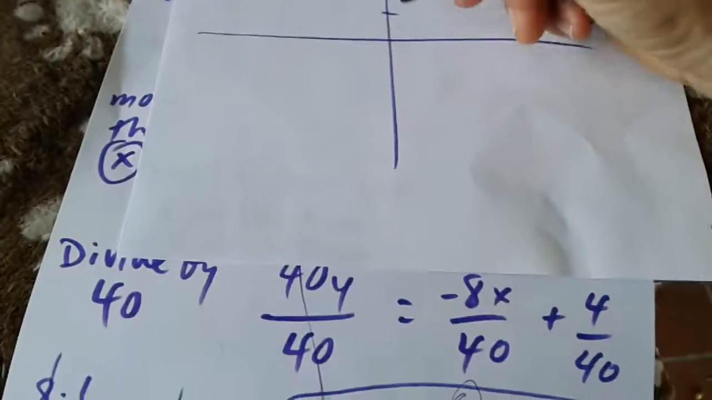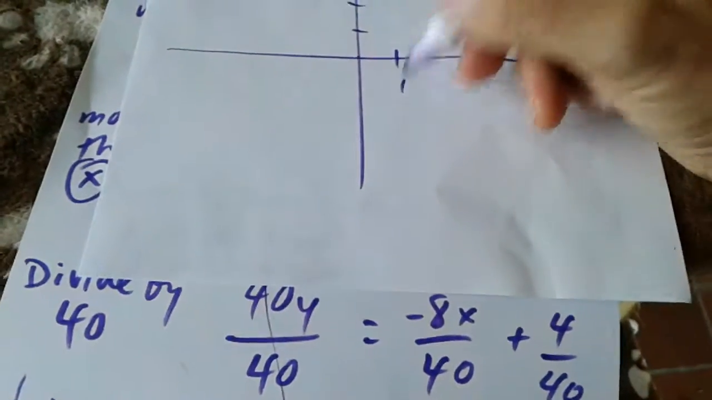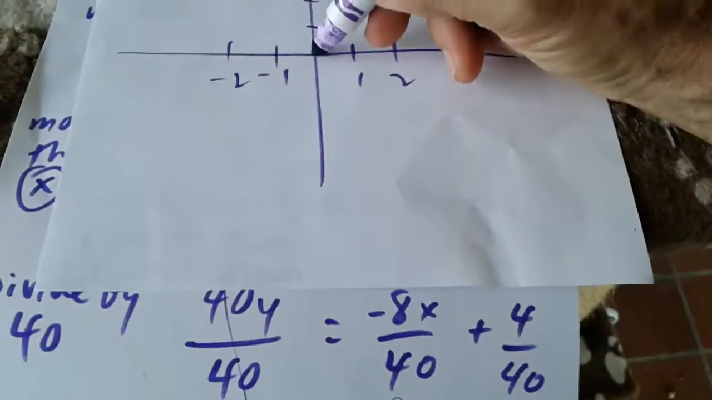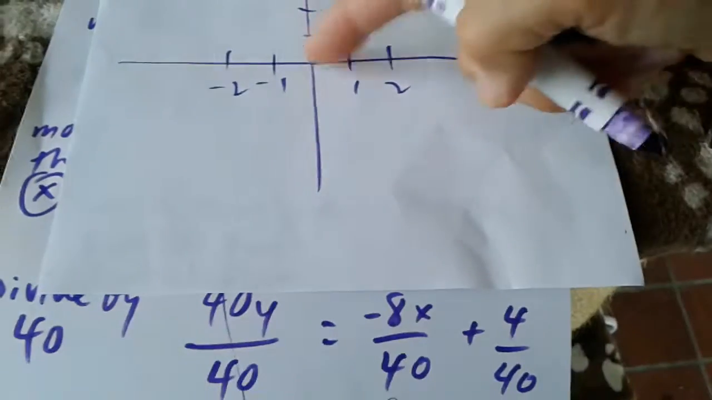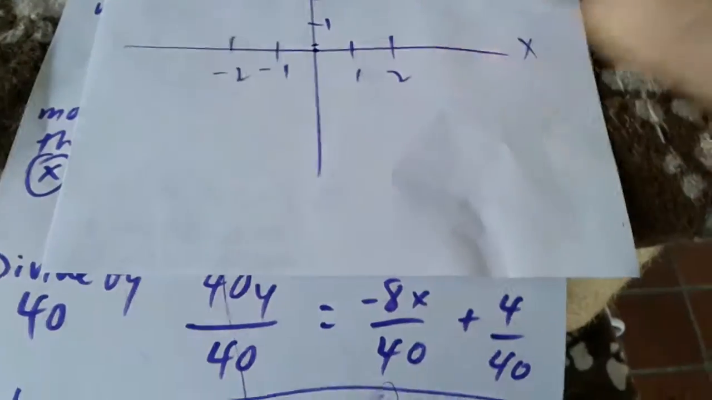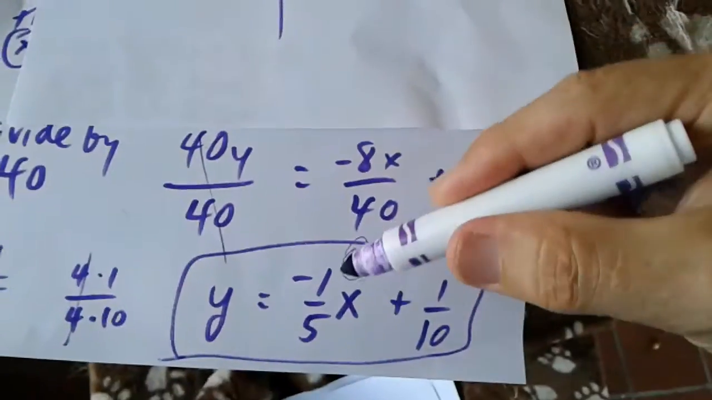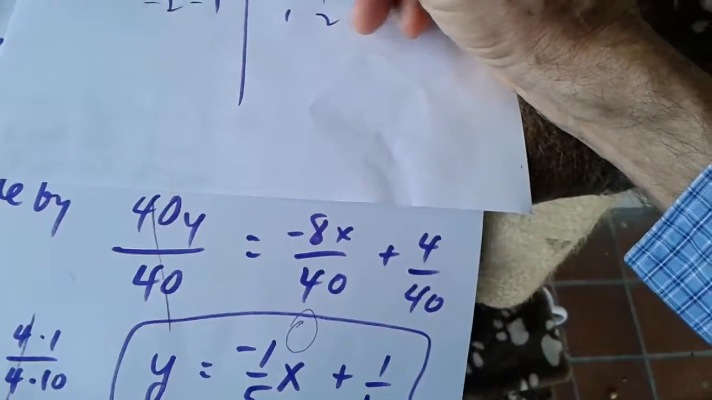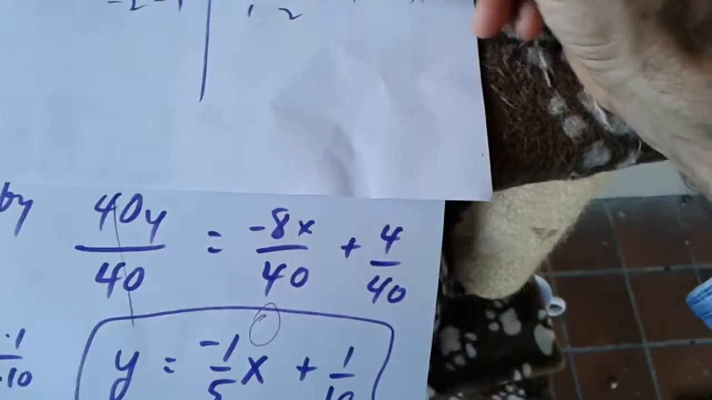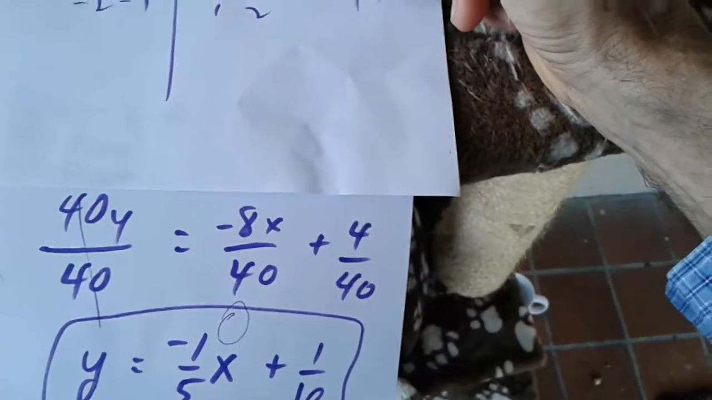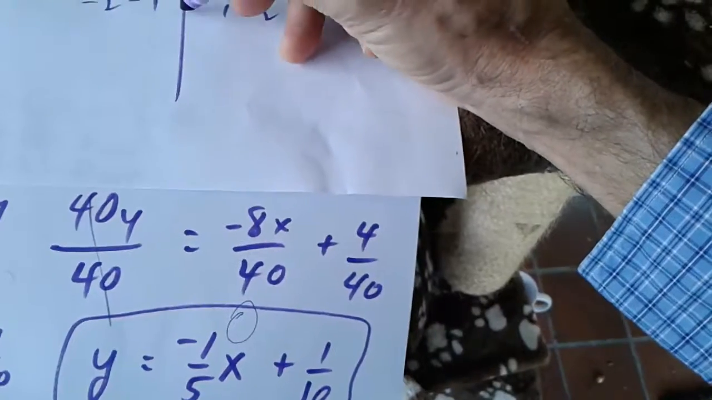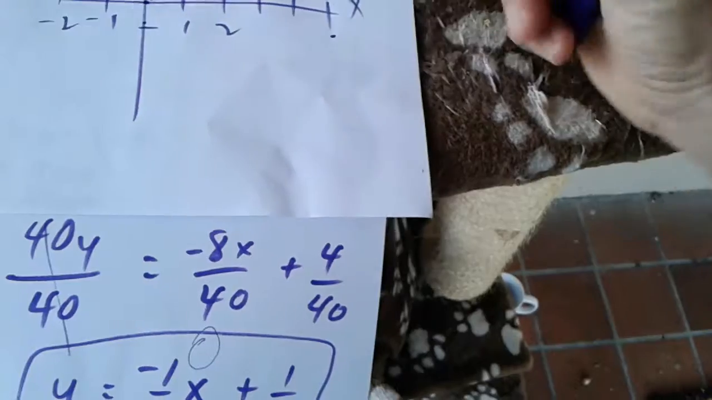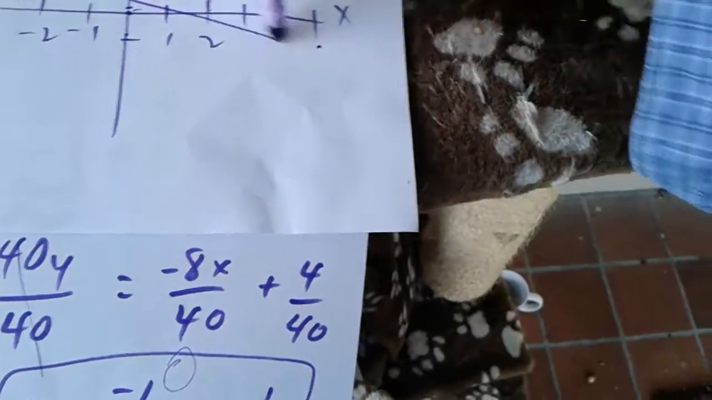So over here, when x is 0, this is x, 1, 2, negative 1, negative 2. When x is 0, y is 1/10. So it's just a little bit, not all the way up. And it's down 1 over 5. So down 1 over 5. 1, 2, 3, 4, 5. So it'd be down 1. So that'd be down 1 over 5 over to here. So it looks kind of like that.